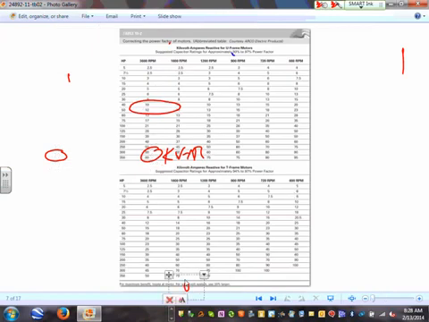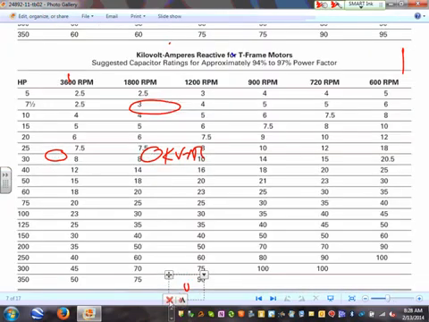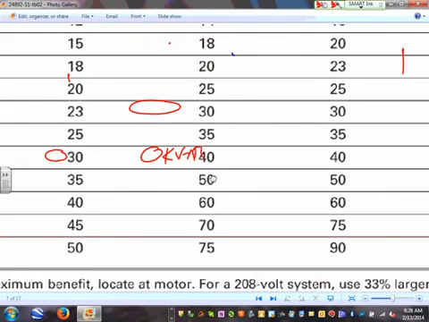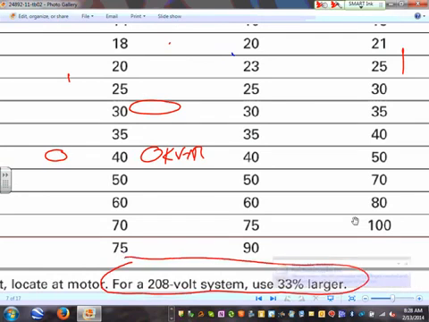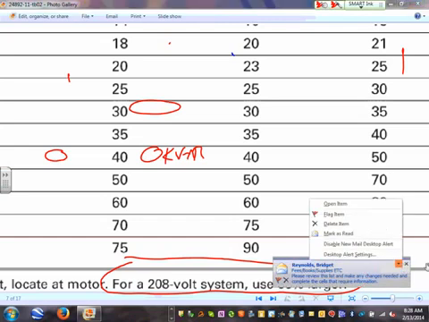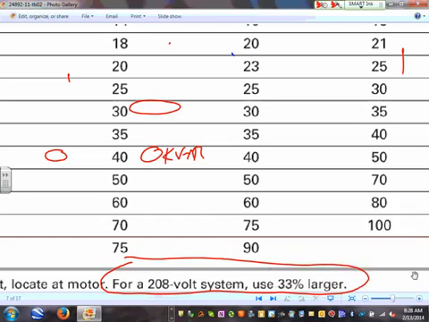This is the last thing I'm going to say about this table. This is for 480. If your system is 208, Adam, can you go right here and highlight this one for me, guys? Right in here. If your system is 208, you have to multiply these values by 33%. So you take this and multiply it by 1.33, and that will get you the correction for a 208 system. The table is made for 480. If you're correcting for a 208, they up it 33%.